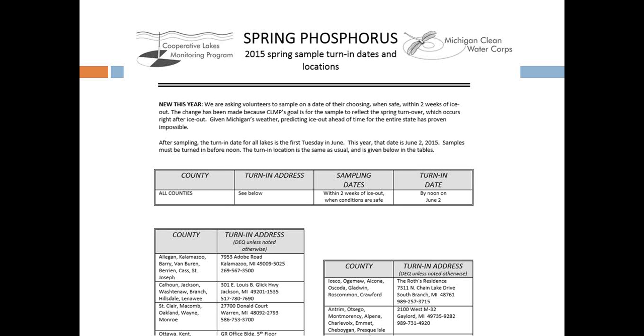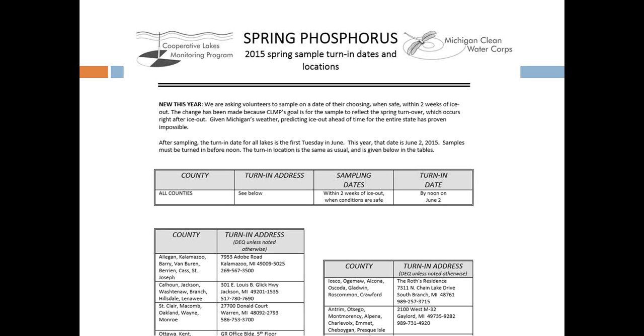So you look at the schedule and you find your county on there, and you bring your sample, which needs to be frozen. You bring it to that address by noon on June 2. There's a little bit of flexibility. If you absolutely cannot make it on that particular date, you have to reach out directly with the staff at that location in which you're assigned and see if you can turn it in early.